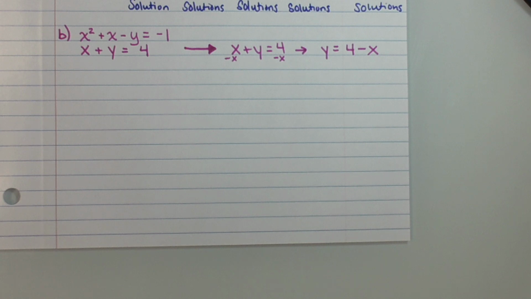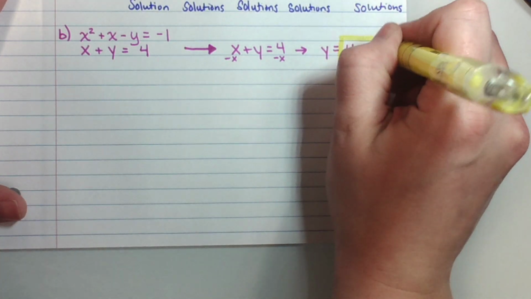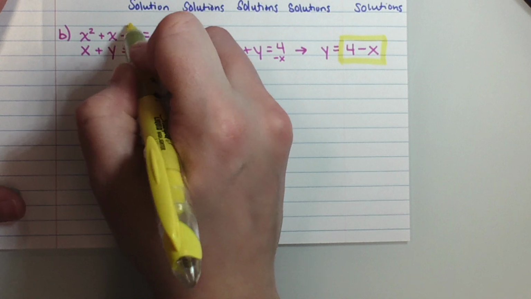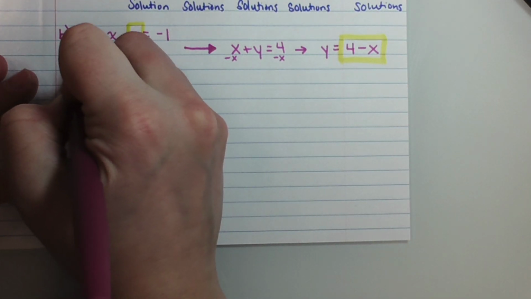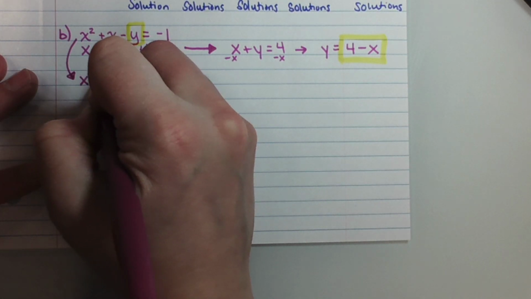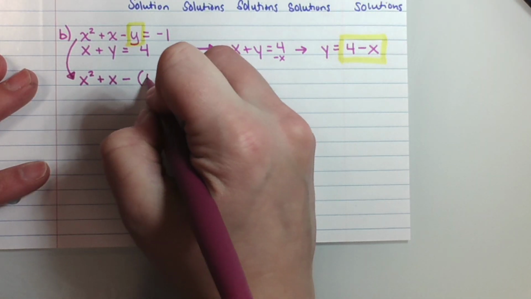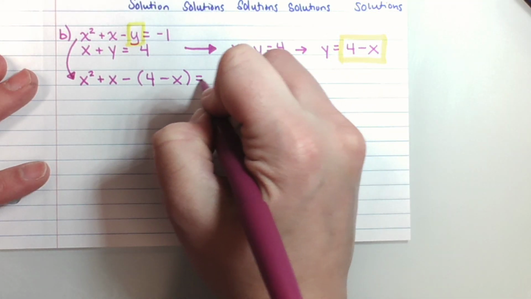Now, the key feature of a system of equations is that the x's and y's in both equations have to be the same number at some coordinate point. Which means, if this y value right here is equal to 4 minus x, then this y right here needs to be equal to 4 minus x. So I substitute it in. When you substitute something in, it should be in parentheses. So I get x squared plus x minus parentheses 4 minus x close parentheses equals -1.